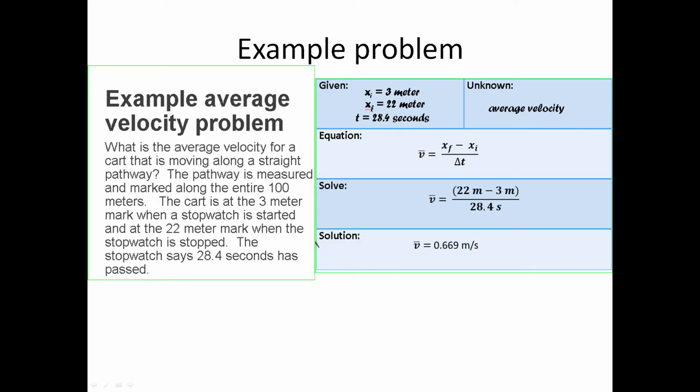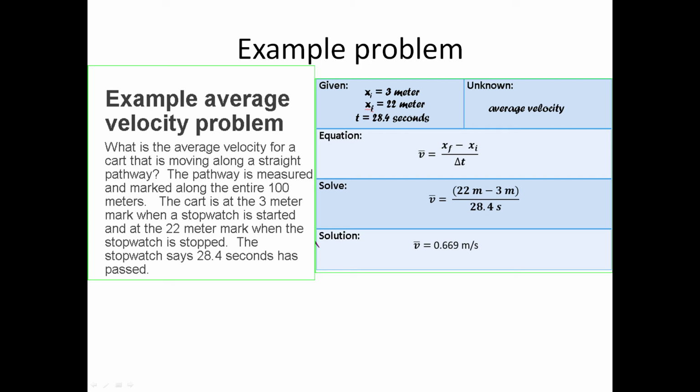An example problem: what is the average velocity for a cart that is moving along a straight pathway? The pathway is measured and marked along the entire 100 meters. The cart is at the 3-meter mark when the stopwatch is started, and the 22-meter mark when the stopwatch is stopped. The stopwatch says 28.4 seconds has passed. What is the average velocity?